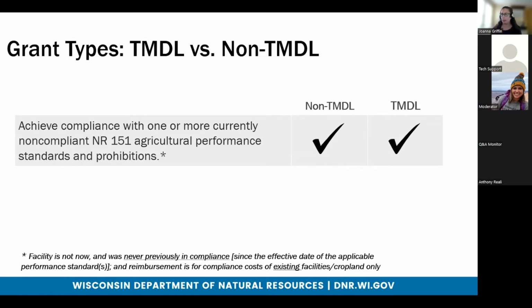So to clear this up, let's go through some example scenarios and try to determine if they would be eligible for TRM grants to address NR 151 noncompliance. Since non-TMDL TRM grants must address NR 151 noncompliance, I'll refer to this project type as a non-TMDL TRM grant as we go through examples in the coming slides. However, keep in mind that some TMDL TRM grants also address NR 151 noncompliance, and when they do, the same eligibility criteria apply.